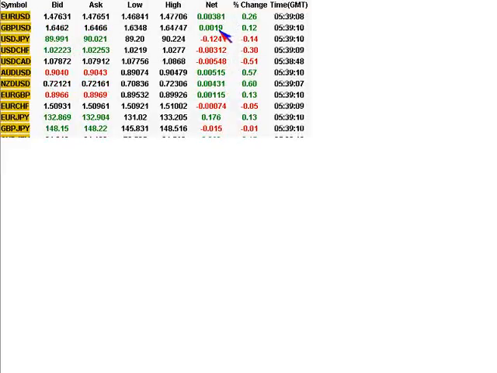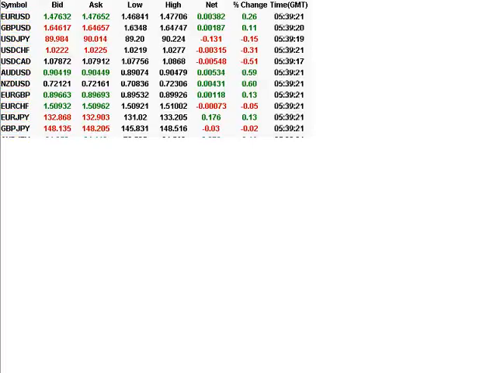So these are the two currencies, GBP and Australian dollar. They are handling it. This way, by looking at the net change, and whether they are closer to the high or closer to the low, you can identify what pairs they are handling at a moment.